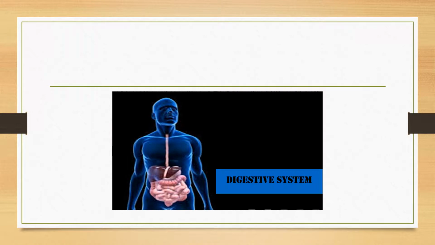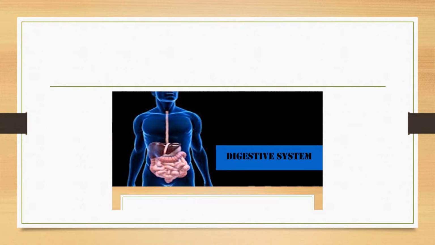So we have here the digestive system. That is our topic for today. The digestive system is the system responsible for breaking down food so that our body can get the nutrients that we need. So in the digestive system, we have this process that we call digestion.